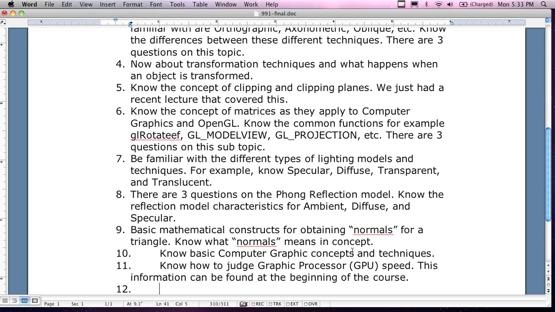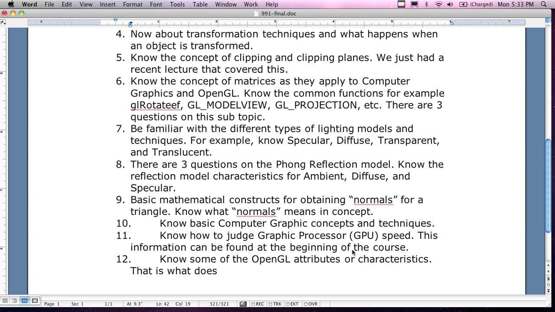Page number 4. All of the following are attributes of OpenGL except. So, know some of the OpenGL attributes or characteristics. That is, what does the API work with, or do in concept? A feature, it's actually kind of a basic question. It's not something that is going to trip you up.